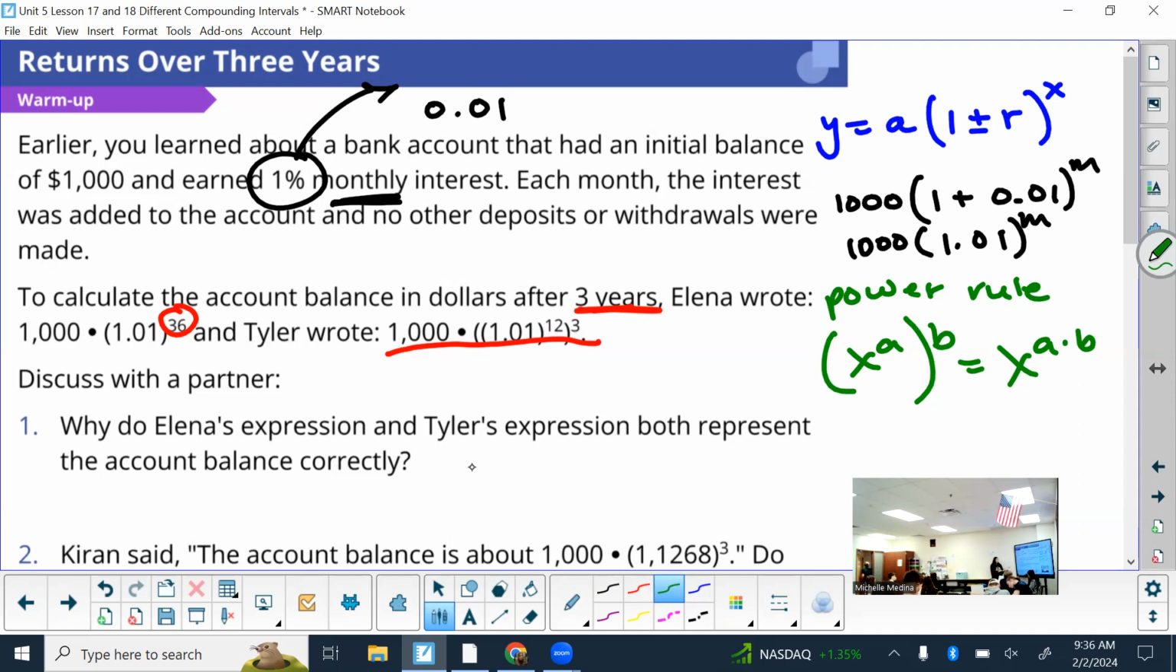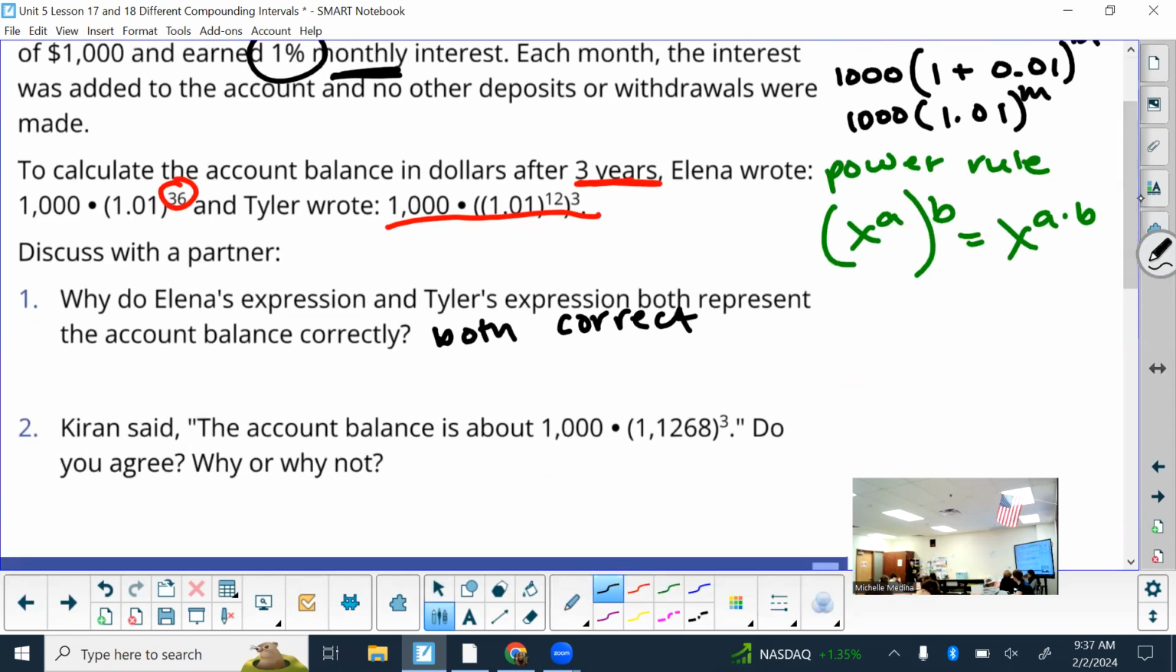These are equivalent. Also, I read this wrong. It says, do their expressions both represent it correctly? So really, you all should have voted that they both represent it correctly. So they do, and you could use some of this as your explanation. There are 36 months in 3 years, but they are both correct. Any questions on that? So we know they're both correct now officially.